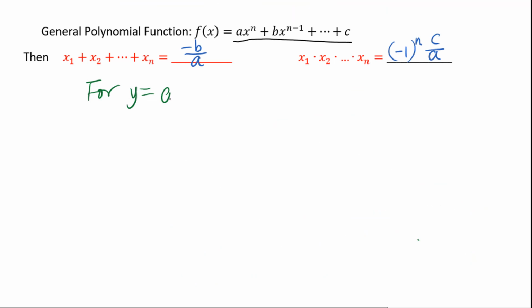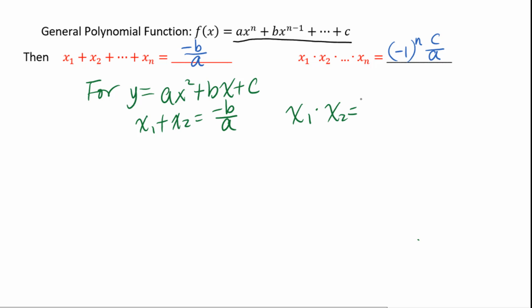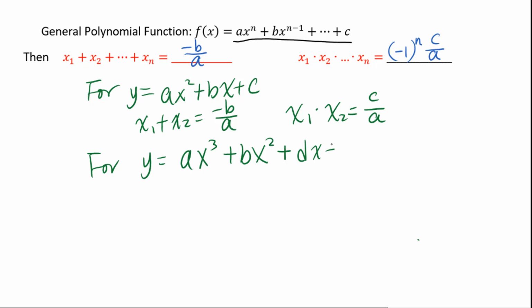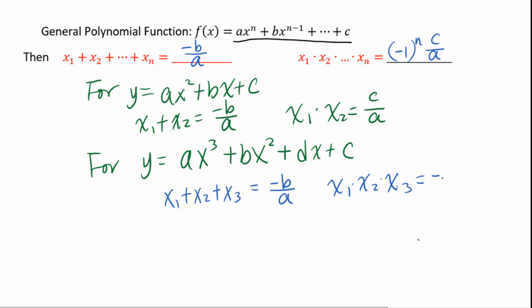For y equals ax squared plus bx plus c, we know x1 plus x2 equals negative b over a, and x1 times x2, negative 1 squared will be 1, that is c over a. But for cubic function, y equals ax to the third power plus bx squared plus dx plus c, the sum of roots equals negative b over a. The product of roots equals negative 1 to the third power, which will be negative 1. So negative c over a.